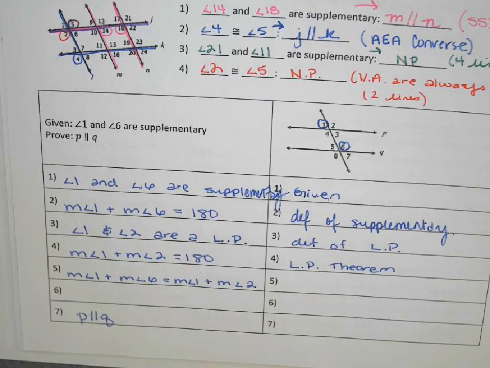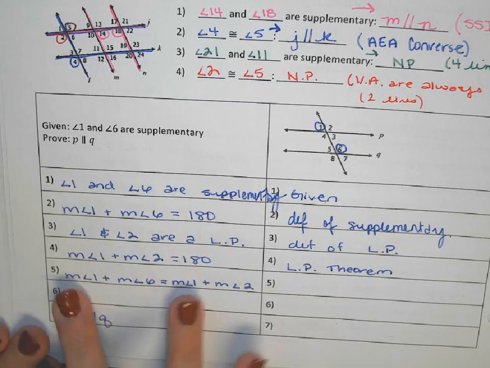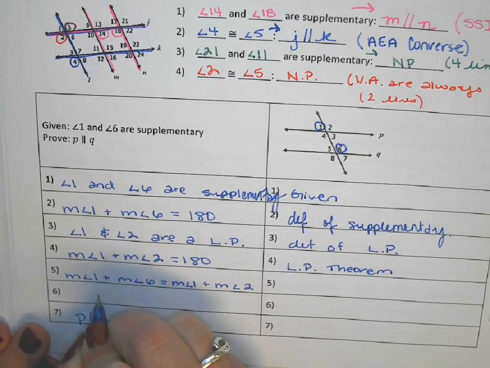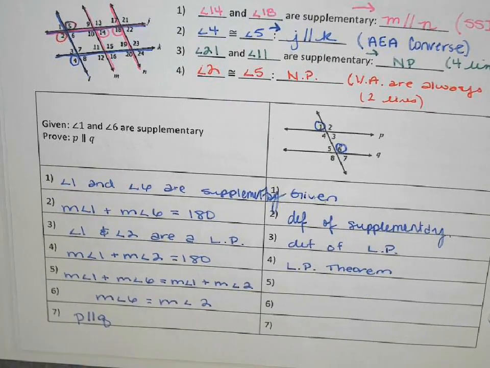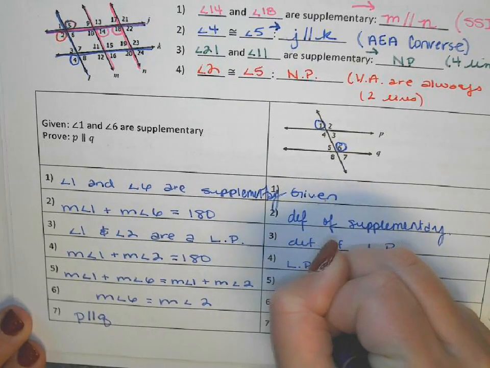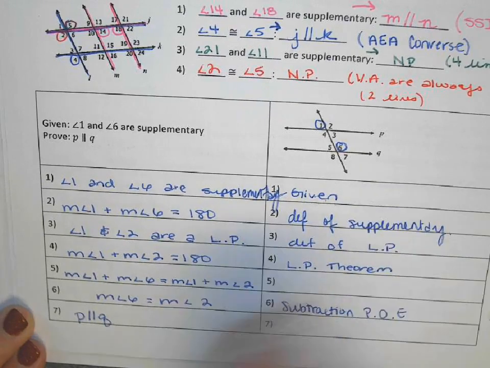The measure of angle 6 equals the measure of angle 2. That would be my next step. You said the measure of angle 6 has to equal the measure of angle 2 because they're both adding the measure of angle 1 on both sides. So if you subtract the measure of angle 1 on both sides, yes, the measure of angle 6 will have to equal the measure of angle 2. And you're subtracting, so that would be the subtraction property of equality, but we still didn't fill in this one.